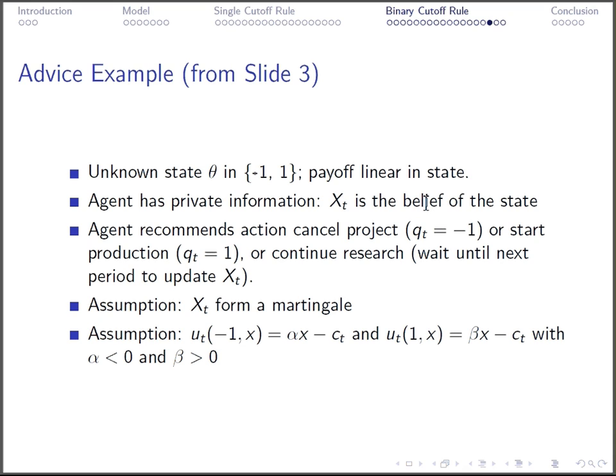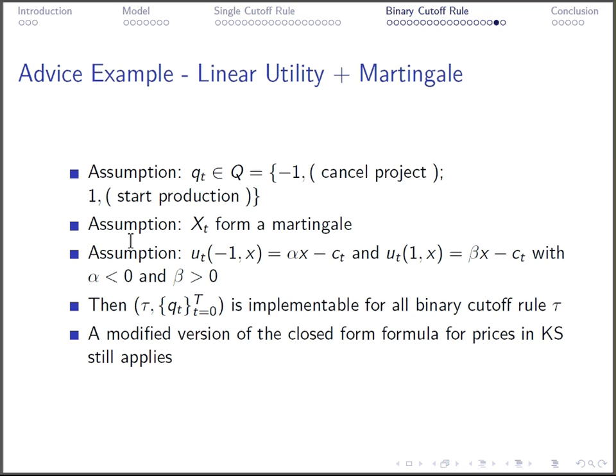So now going back to the advice example from slide 3, we have the unknown state, and the agent has a private information, which is the belief. Then the additional assumption we need is X forming a martingale, and the utility function is linear. So the CT could be a sum of all those things, but I just didn't write that. But the important thing is that they are linear. So one slope is alpha, the other slope is beta. So given those conditions, I'm just repeating the assumptions, then all of the binary rules are implementable, and we have some closed form formula for the prices.